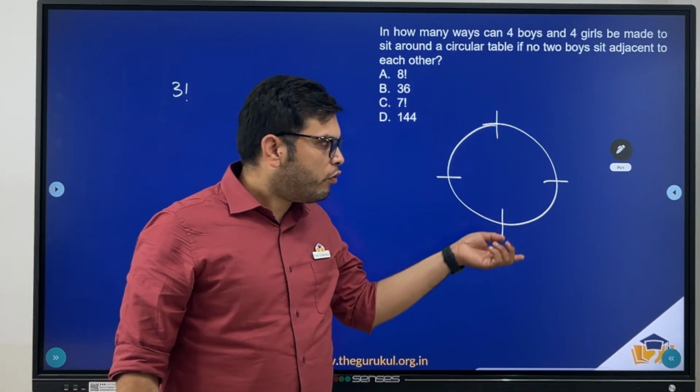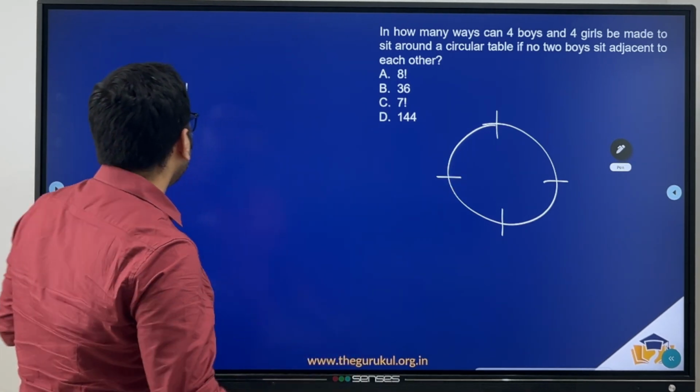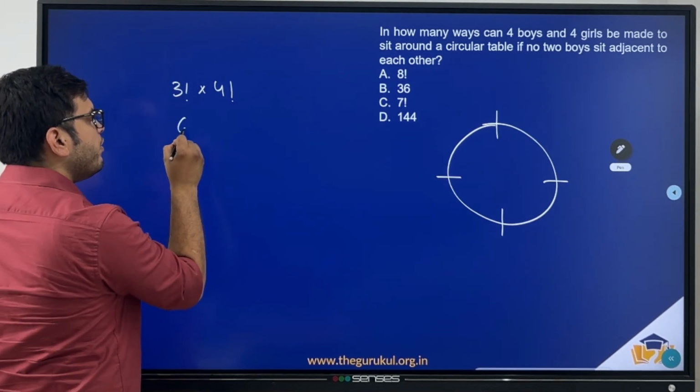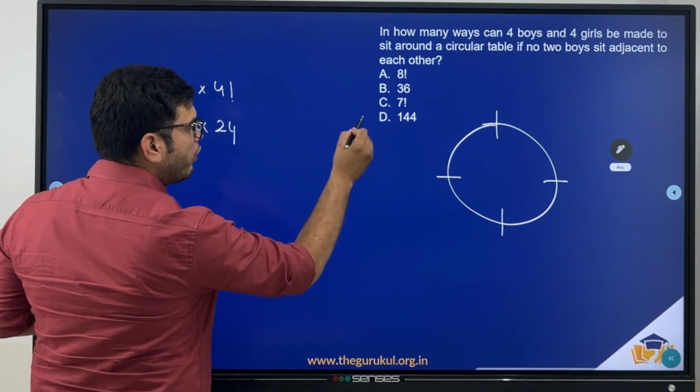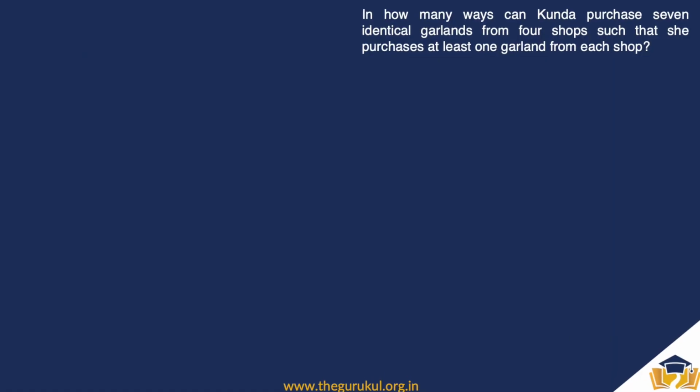After placing 4 girls, we have 4 places to accommodate the boys. So they can be arranged in 4 factorial ways. The value of 3 factorial is 6, 4 factorial is 24, 6 into 24, 144 should be the answer to this question.